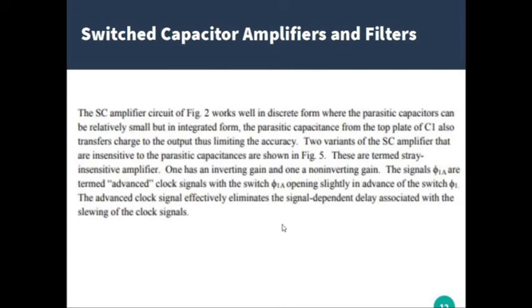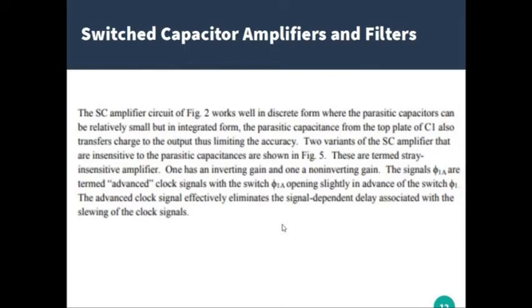The switch capacitor amplifier circuit of figure 2 works well in discrete form, where the parasitic capacitors can be relatively small, but in integrated form the parasitic capacitance from the top plate of C1 also transfers charge to the output, thus limiting the accuracy. Two variants of the switch capacitor amplifier that are insensitive to the parasitic capacitances are shown in figure 5.